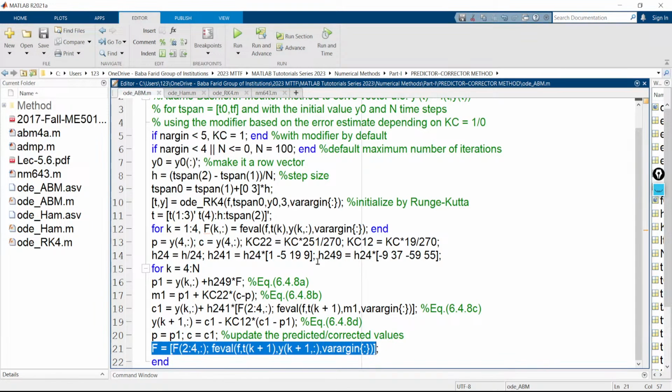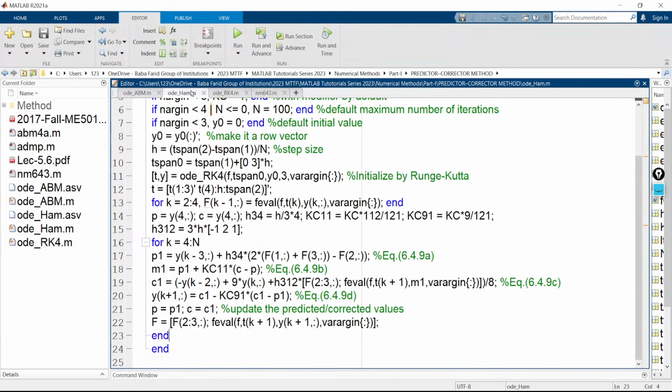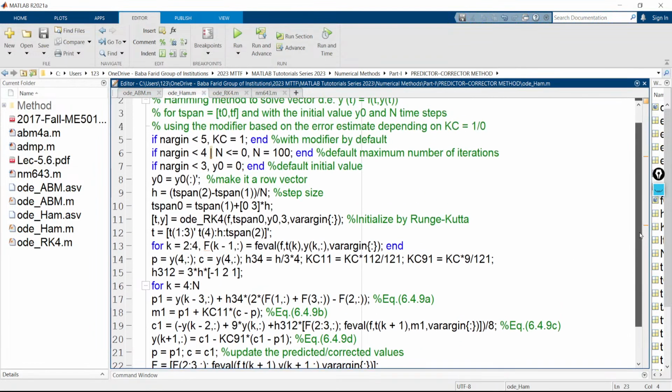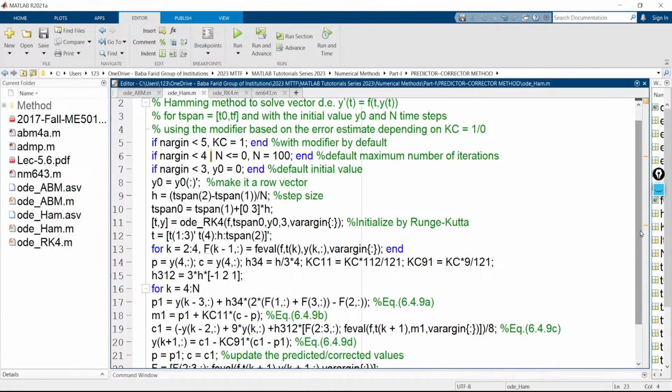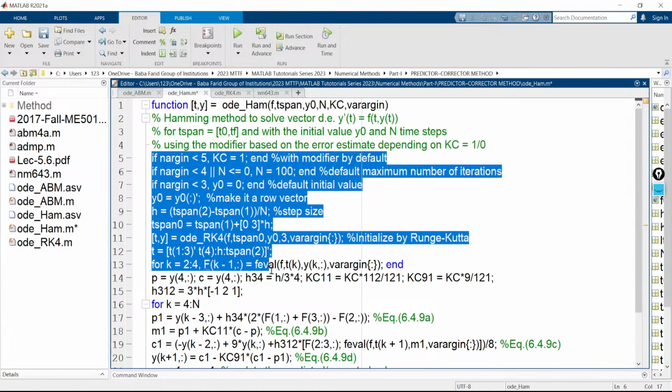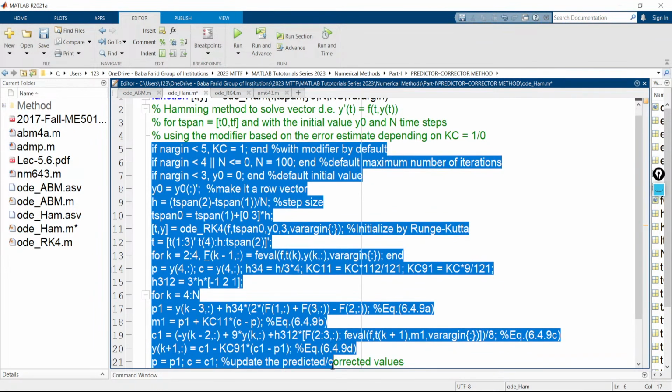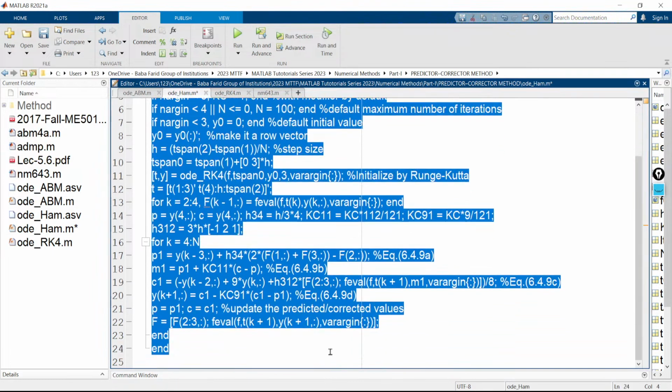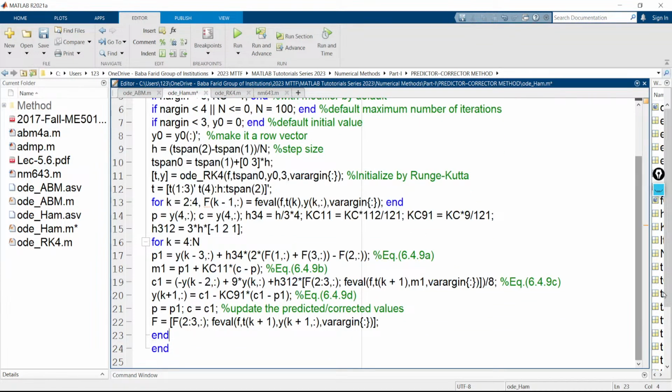And in the same manner, we have the Hamming method. There is a very small difference between the Hamming method and the Adams-Bashforth method, so all the things will go parallel. You should note all these statements. I will not take much time. You must compare all these statements.